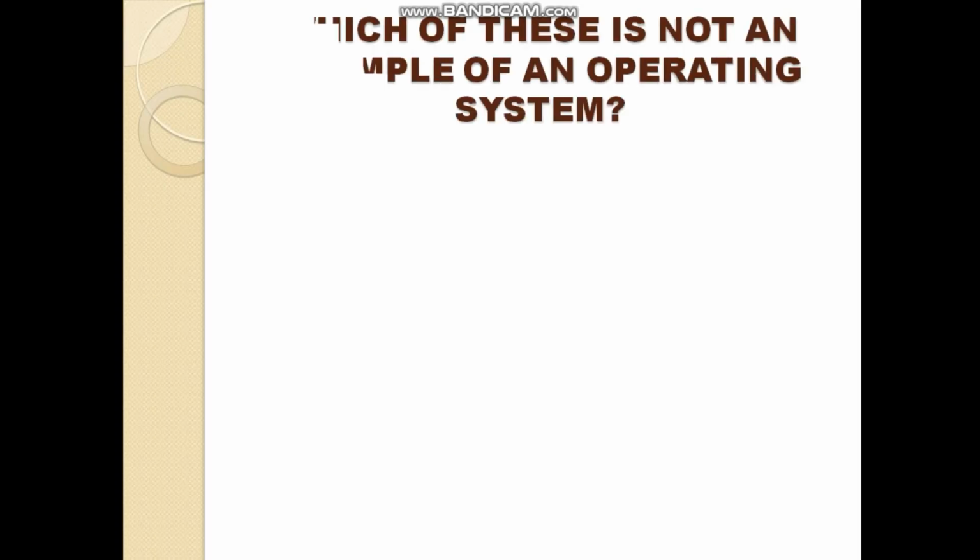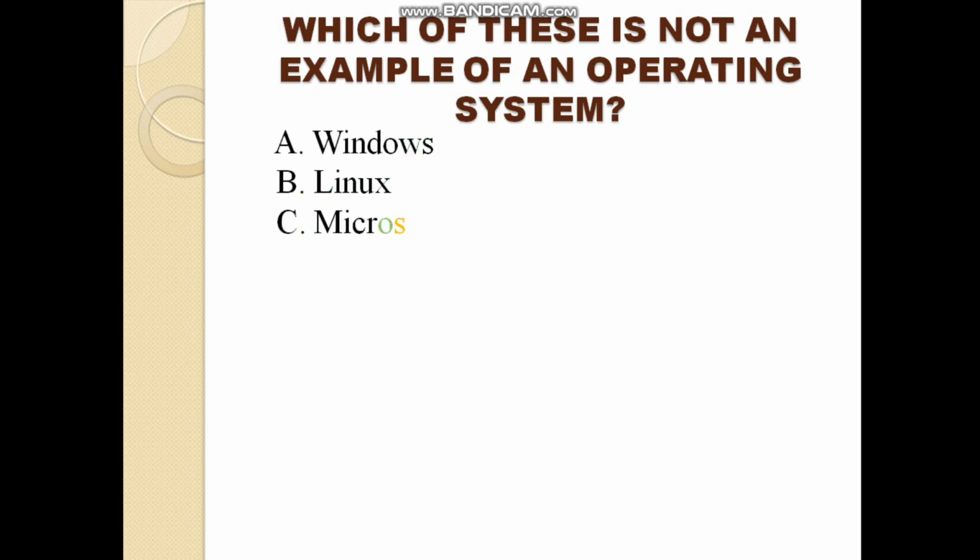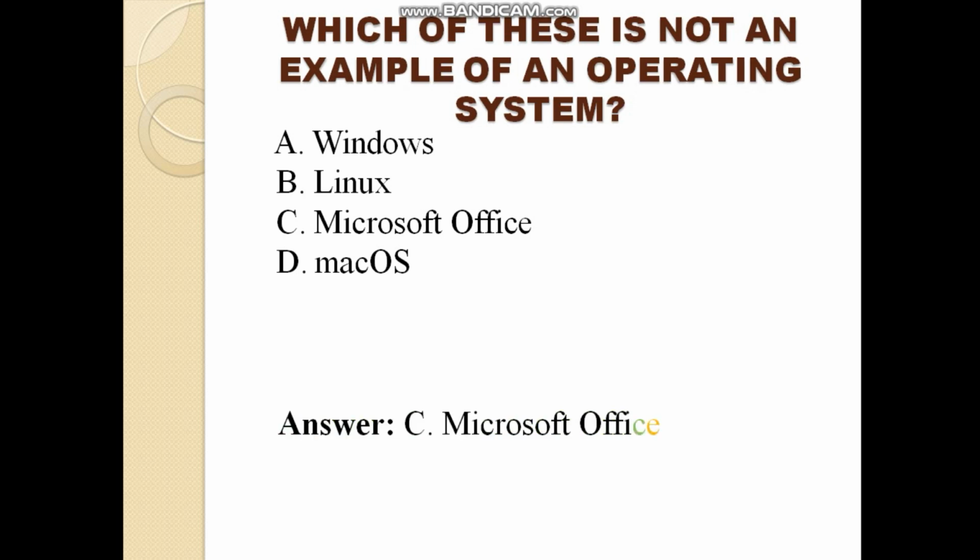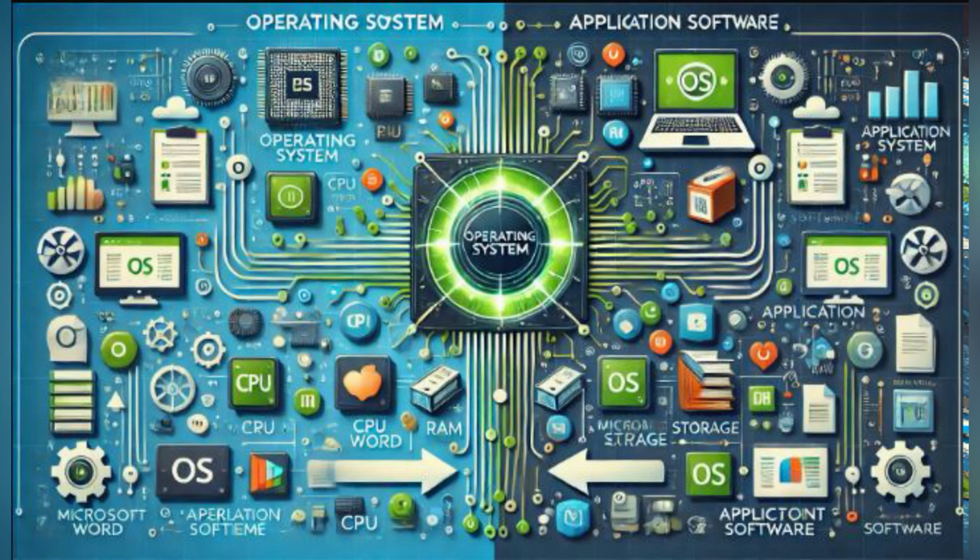Which of these is not an example of an operating system? A. Windows. B. Linux. C. Microsoft Office. D. macOS. Answer: C. Microsoft Office. Microsoft Office is application software, not an operating system.